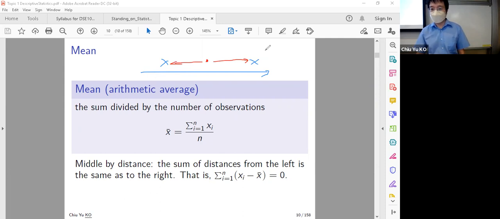And if you have more data points somewhere here, then the distance on the left is the same as the distance on the right. So this is more like a physics idea. It's the center of gravity. It means that if you take the distance, left will be negative, right positive, and then all will sum to zero. So that is why we call it the center point, the balance point. So this is the basic one.